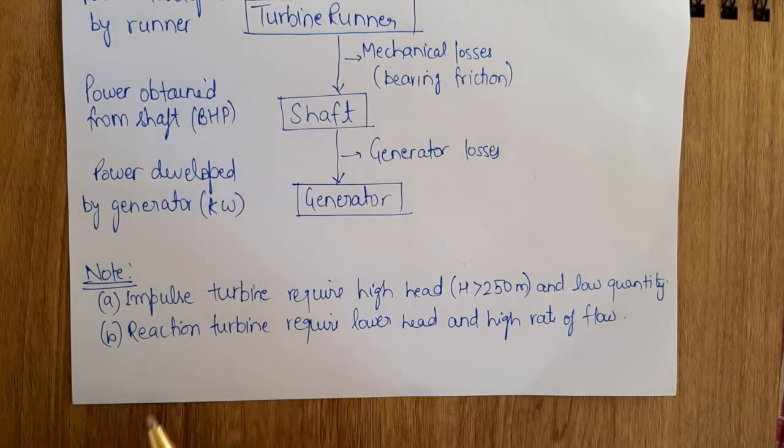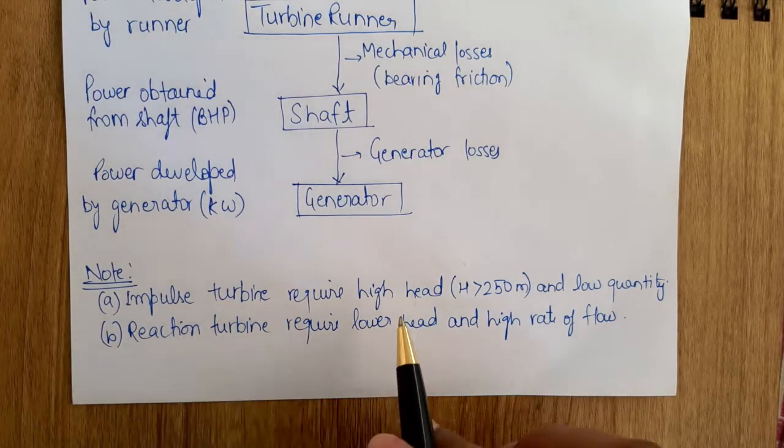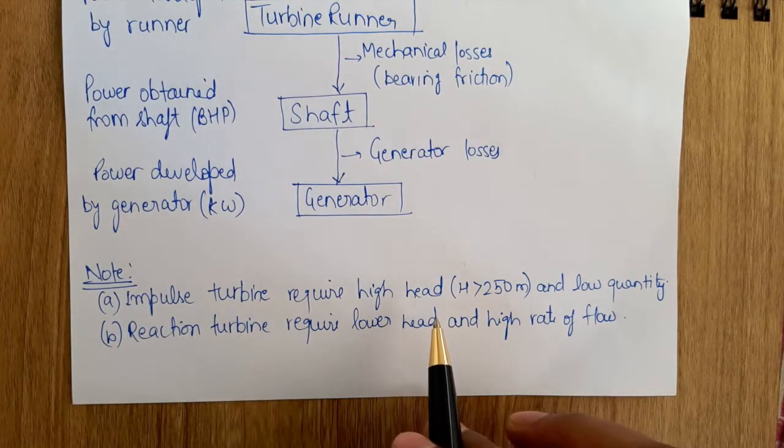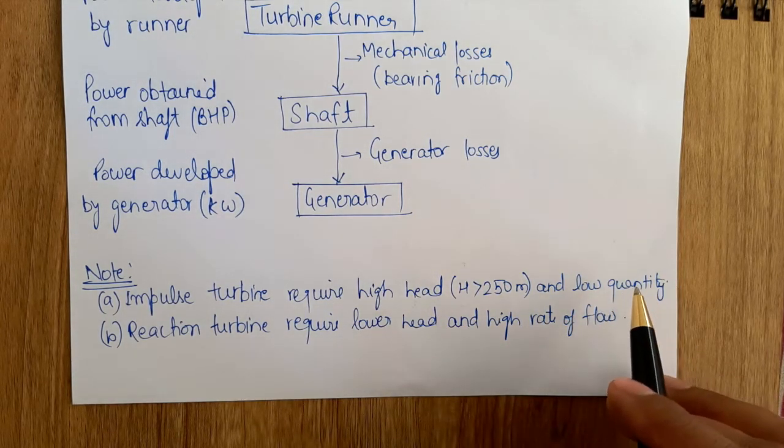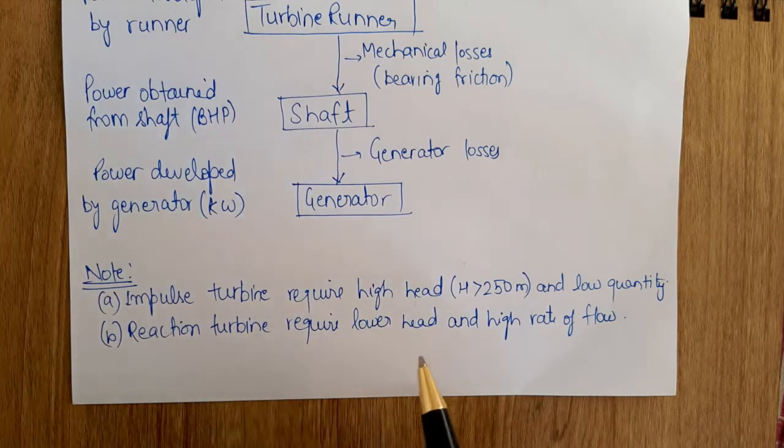Now we have to note one thing here: an impulse turbine requires high head, that is head more than 250 meters, and low quantity, that is low discharge. But a reaction turbine requires lower head and a high rate of flow. This is very important, usually asked in objective type questions.